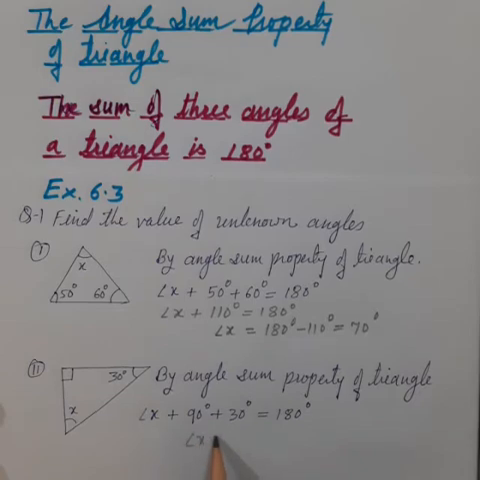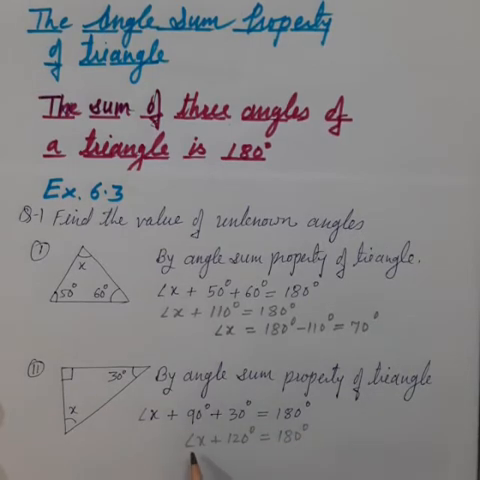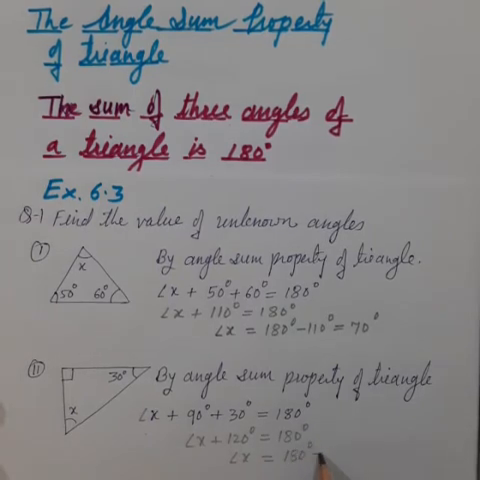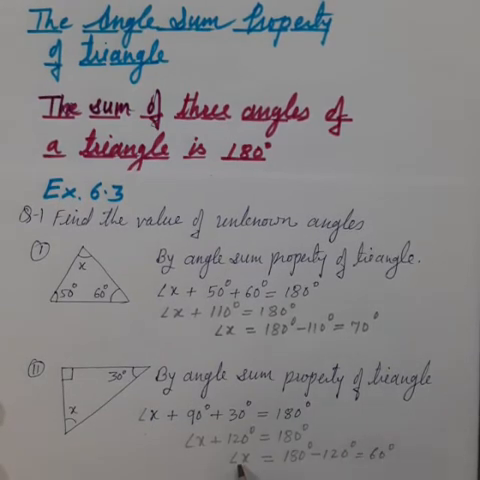So angle x plus 90 degrees plus 30 degrees, 120 degrees, equal to 180 degrees. We have to find out angle x. So transpose 120 to the right hand side and subtract. Subtract 120 degrees from 180 degrees, we will get 60 degrees. So the measure of angle x is equal to 60 degrees here.